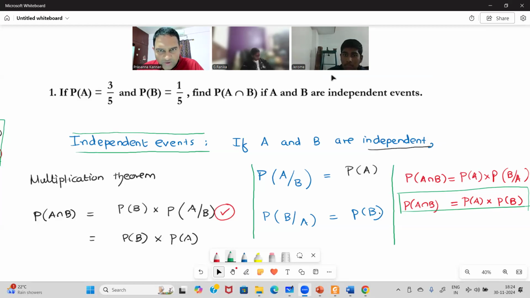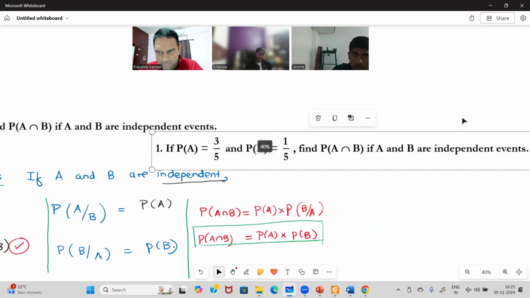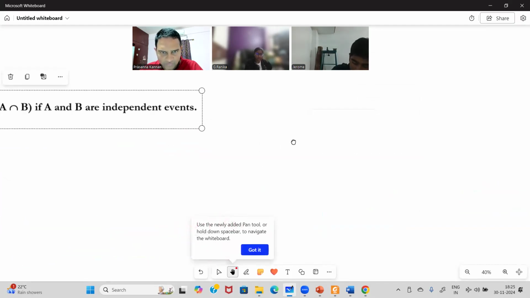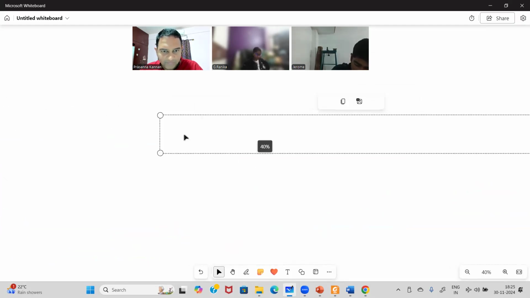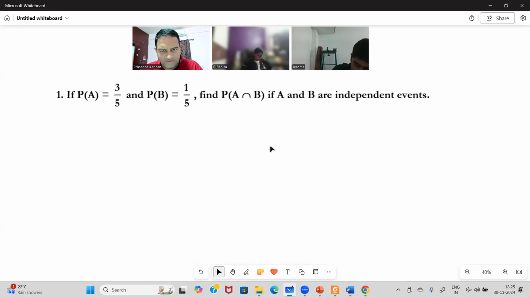Okay, so once again I repeat: if A and B are independent events, what is P of A intersection B, Jerome? P of A into P of B, sir, or P of B into P of A, it doesn't matter. Yes, Ranika, if A and B are independent, what is P of A intersection B? P of A into P of B, sir. That's all. Now with this knowledge, can you try the first question? This exercise is a very simple exercise. It is an entire exercise based on this idea only.